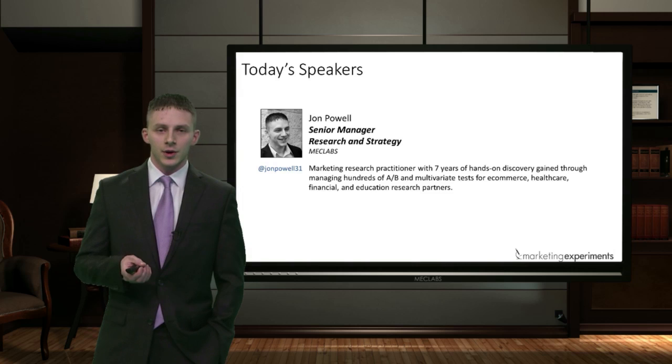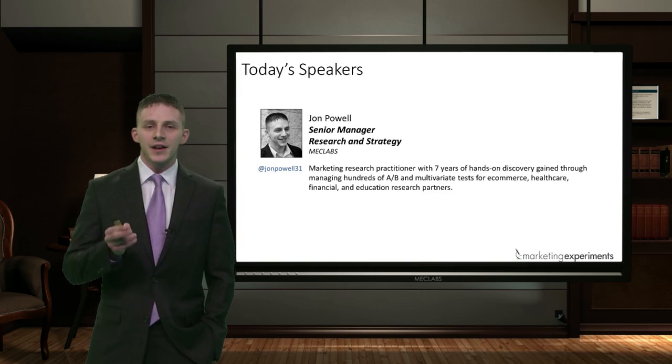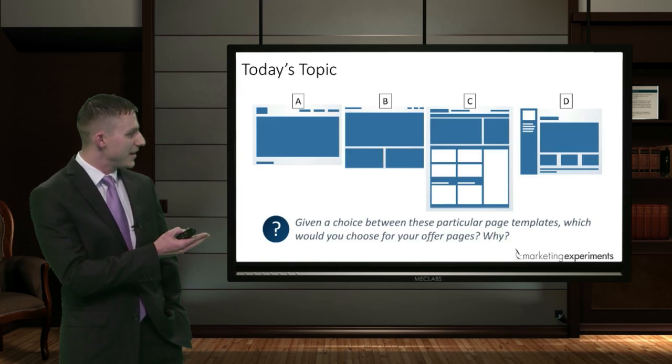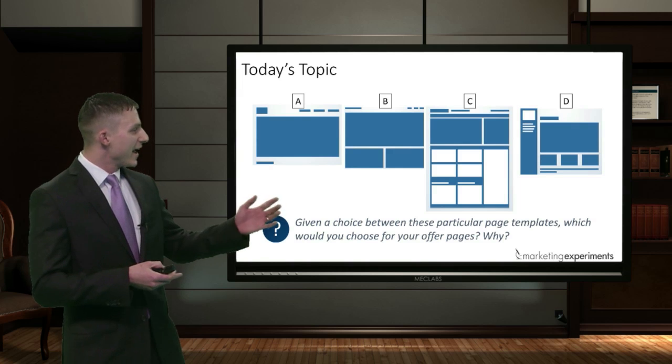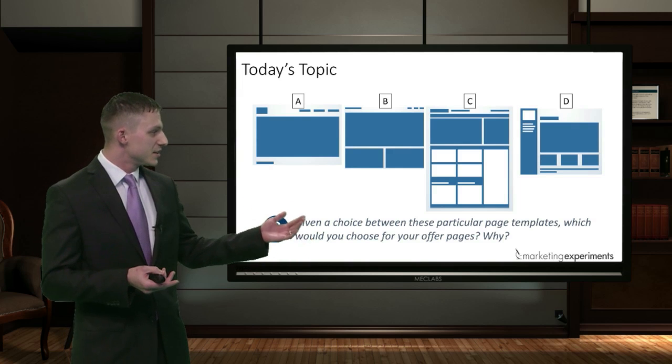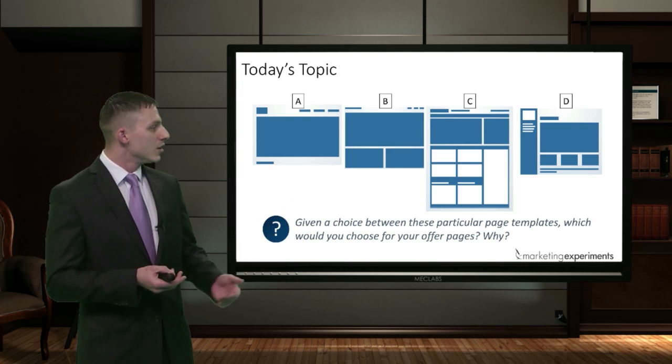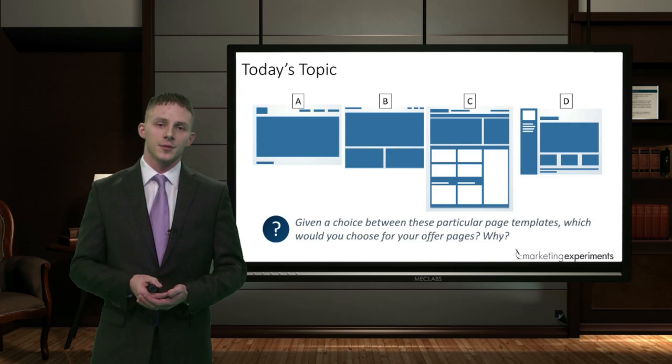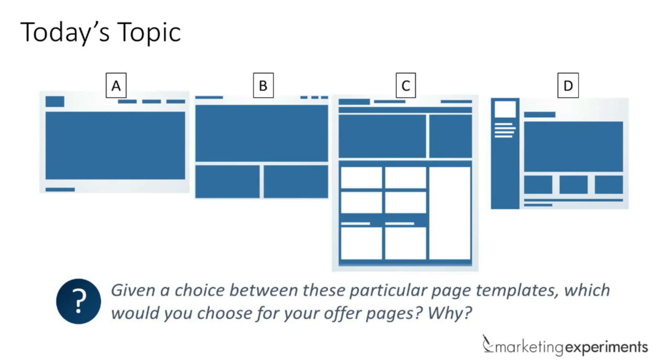Let me ask you a question straight up. Given a choice between these particular page templates, if you could see, you've got A, B, C, and D, and these are just templates here that you might find on the web, which would you choose for your offer pages, and why?